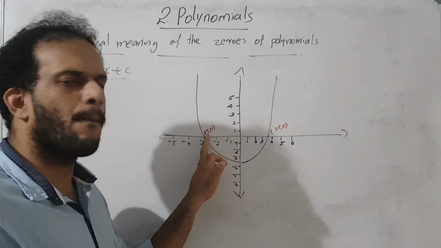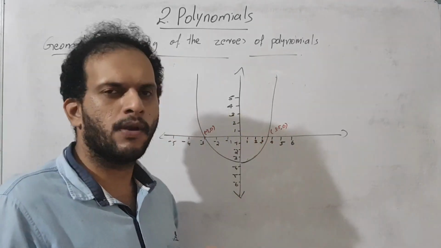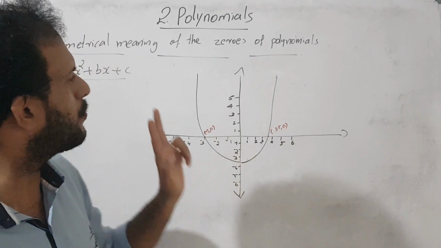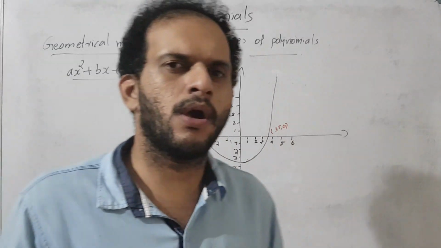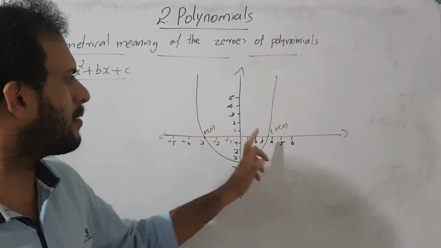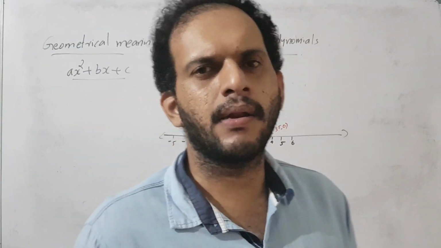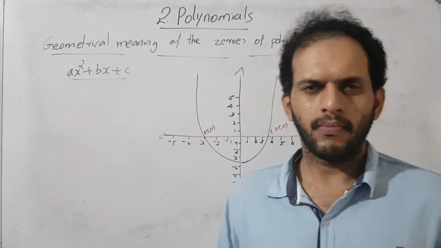So, the zeros of this quadratic polynomial ax square plus bx plus c: the x coordinate of the first point is minus 3. Then what is the x coordinate of the second point? That is 3.5. So the zeros of this quadratic polynomial ax square plus bx plus c are minus 3 and 3.5. x is equal to minus 3 and 3.5.